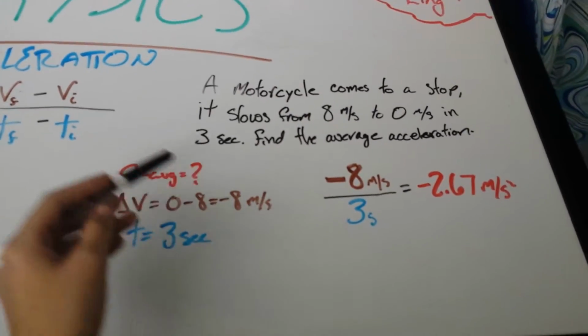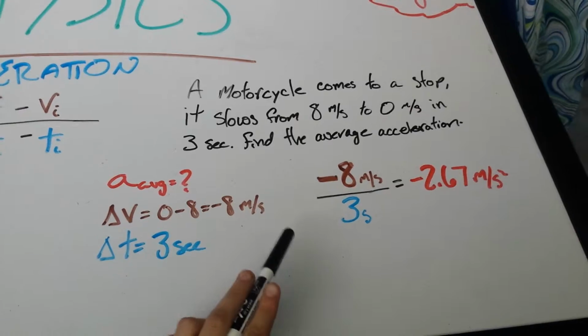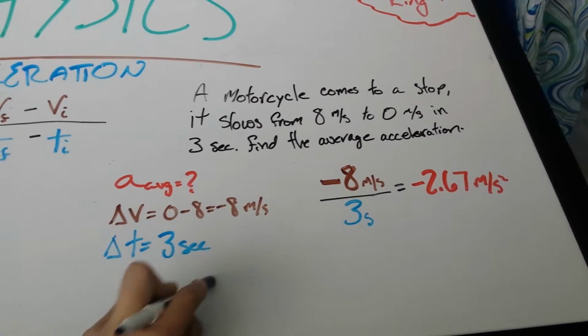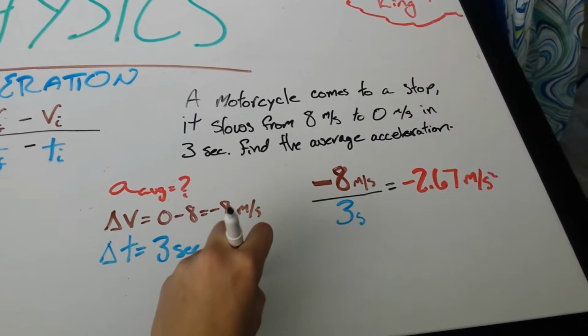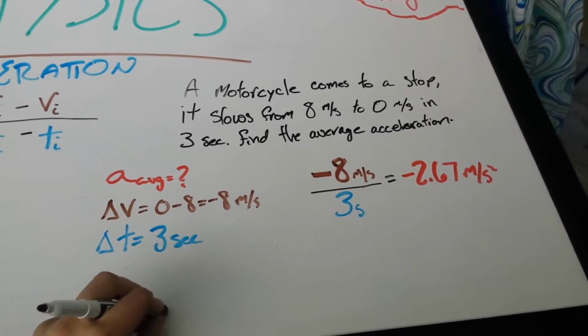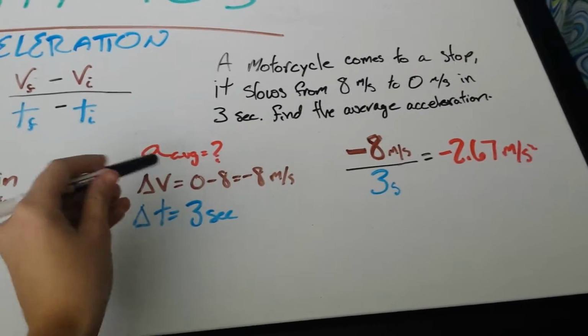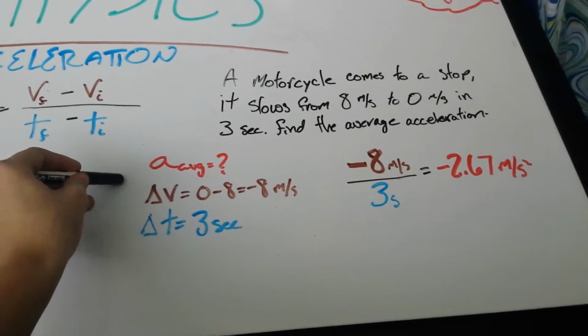And so the problem I wrote out is a motorcycle comes to a stop, and it slows from 8 meters per second to 0 meters per second in 3 seconds. And you have to find the average acceleration, so that's what you're looking for.